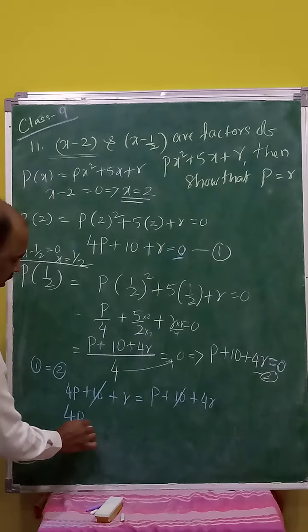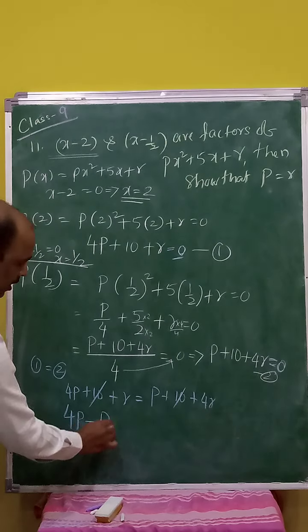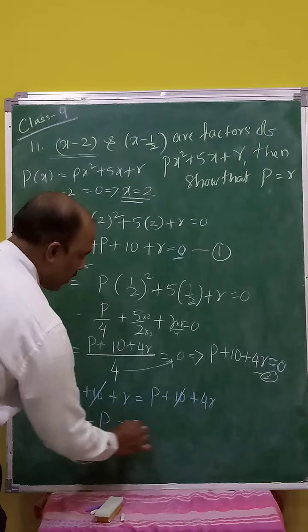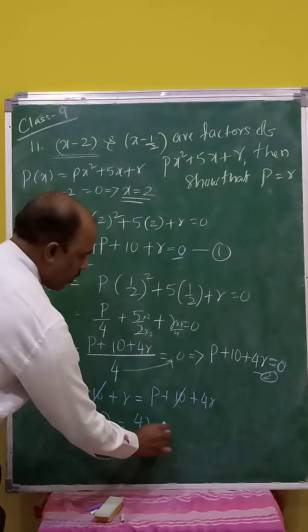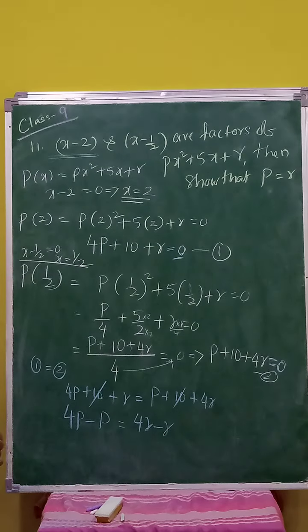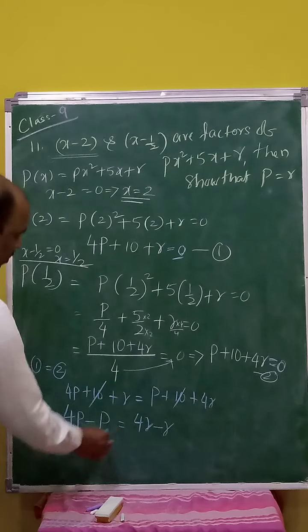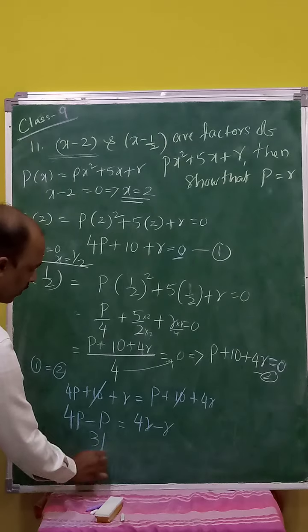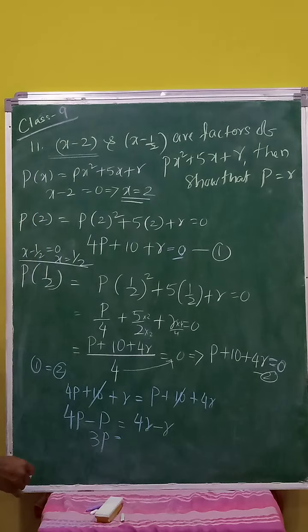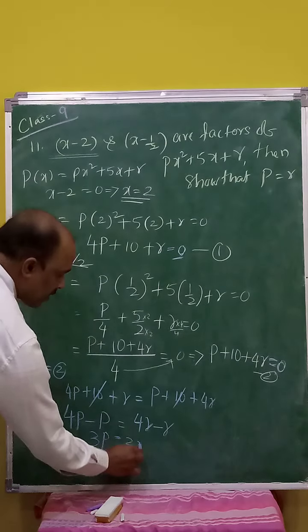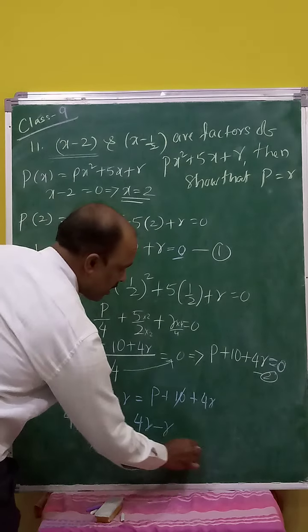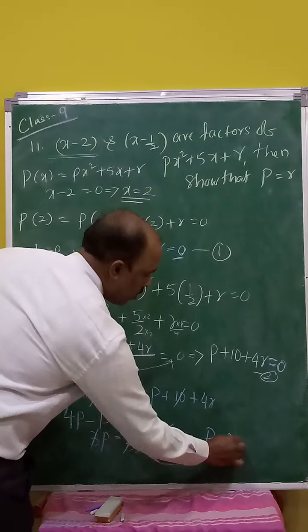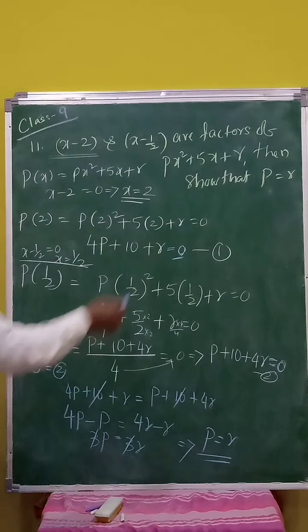If you take the left side, it will become minus p. Here already what we have here? 4r. Take r to the right side. This minus r. 4r minus r. 4p minus p. What is the answer? 3p. 4r minus r is 3r. 3 cancel. Then what is remaining? p is equal to r. I think done.